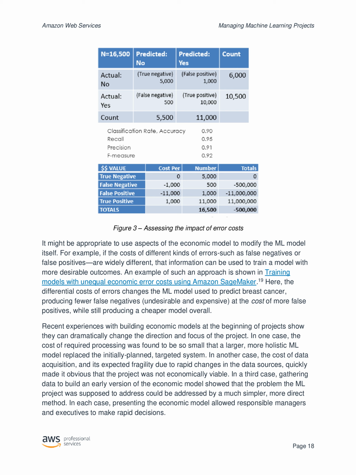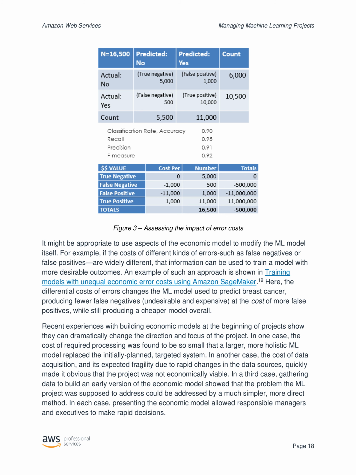It might be appropriate to use aspects of the economic model to modify the ML model itself. For example, if the cost of different kinds of errors, such as false negatives or false positives, are widely different, that information can be used to train a model with more desirable outcomes. An example of such an approach is shown in training models with unequal economic error costs using Amazon SageMaker. The differential cost of errors changes the ML model used to predict breast cancer, producing fewer false negatives, undesirable and expensive, at the cost of more false positives, while still producing a cheaper model overall.